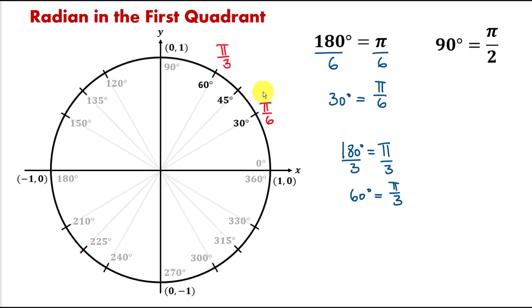I skipped 45-degree angle, so let's work on it now. I'm going to use the fact that 90 degrees equals pi over 2 radians. Well, I know that 45 is half of 90. So what I'll do, I'll multiply both sides of that equality by 1/2, times 1/2 on the left, times 1/2 on the right, and that tells me that 45-degree angle equals pi over 4 radians. Okay, so now we have those three special angles converted to radians.